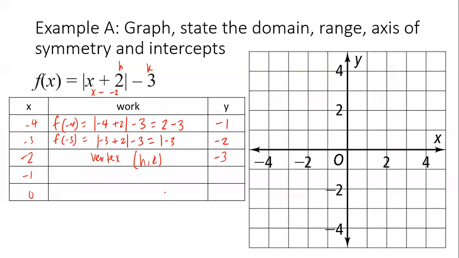Now, because absolute values have symmetry, if I have the values to the left, then I also have the values to the right that are the same distance from my vertex. So I'm going to show you, but if I did this correctly, I should end up with -2 and -1 on the right-hand side.